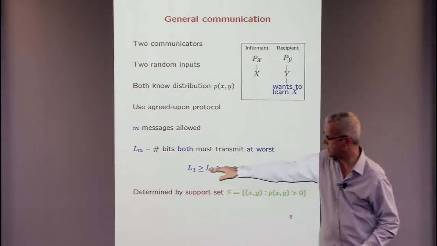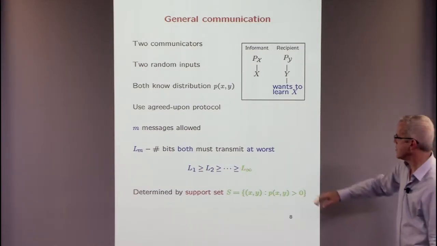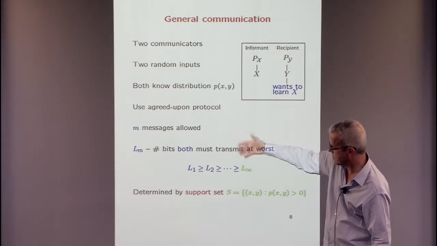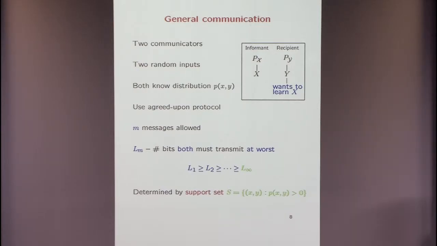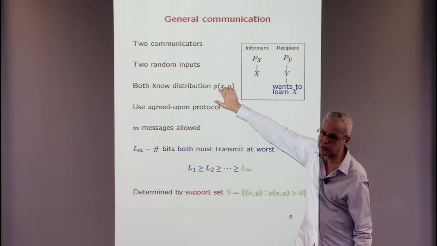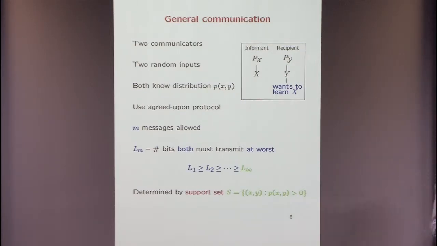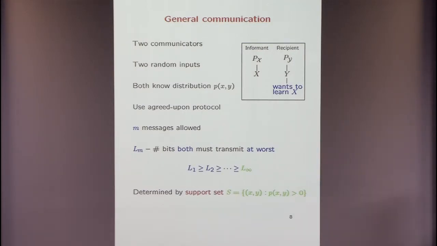Clearly, these numbers are non-increasing because you can just have empty messages. Okay. So they're all non-negative, so there's going to be some minimum. We call it L infinity. And this number, because we're looking at the worst case, we will not care about the distribution, except what we'll care about is the support set. Because the probabilities don't matter, just what is possible and what is not. Because we're looking at the worst case. So it's determined by the support set, which is the set of all x and y's that have positive probability. Are we okay so far?